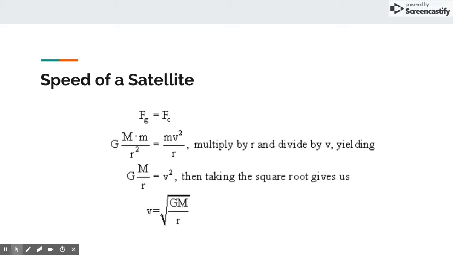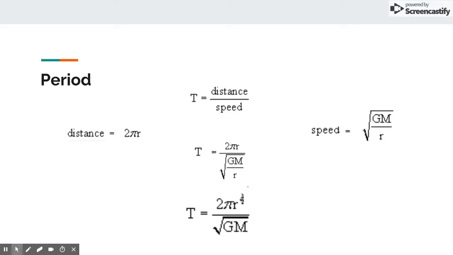r is the radius of orbit, and v is the velocity of orbit. So if you just take a look at the screen, you will see that the velocity will turn out to be the square root of the gravitational constant times the mass of the planet or moon divided by the radius of orbit.